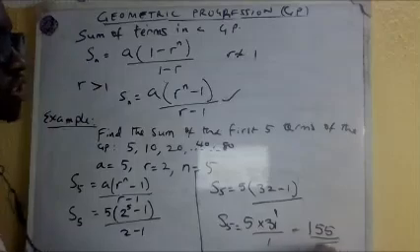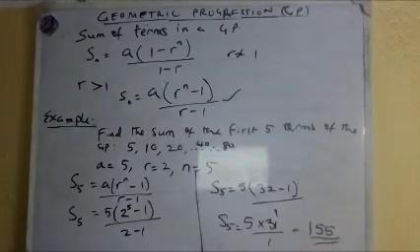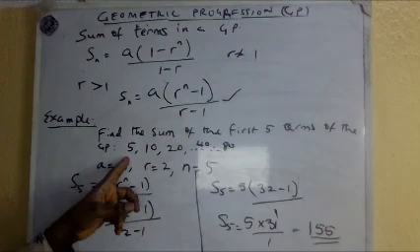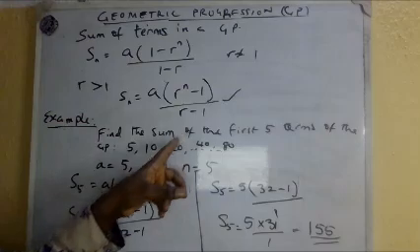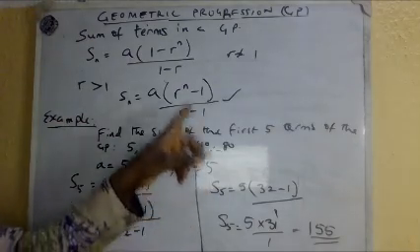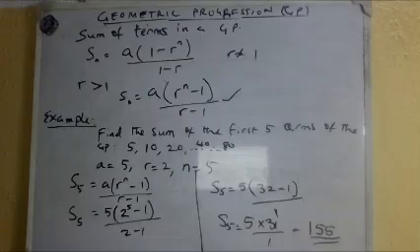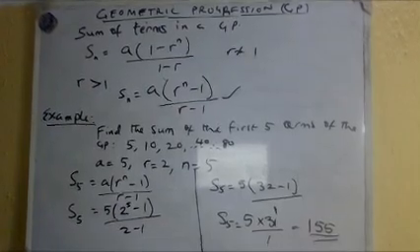155. So this is the sum of the first 5 terms. If I add 5 to 10, 15, 15 plus 20, 35, 35 plus 40, plus 80, everything will give you 155. Okay, so that's the answer.